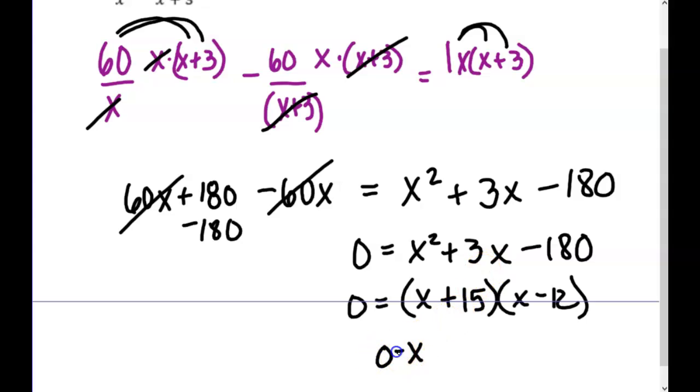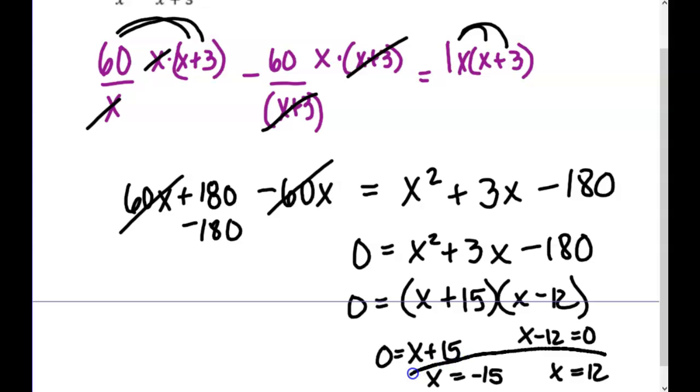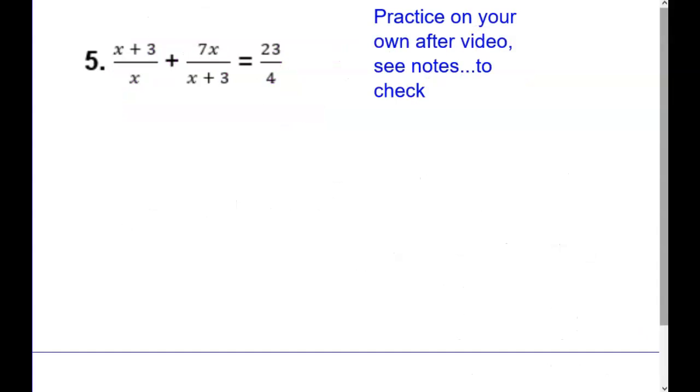So if we set this factor equal, we get negative 15. If we set this factor equal, we get 12. And either of those extraneous? Nope. The only thing x can't be is 0 or negative 3, so these should both work. We'll try this one on your own.